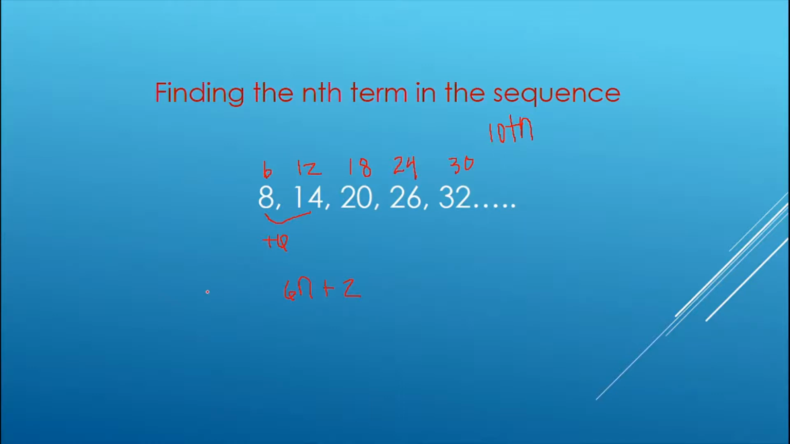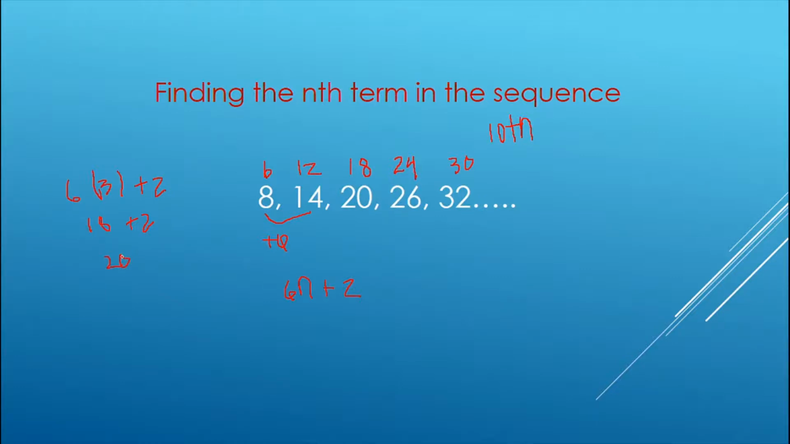Okay, now let us check if our formula is correct. This time, let us check the third term. For this one, the third term is 20. So the first, second, third term. Let us substitute the given and our answer should be 20. So 6 times 3 plus 2. 6 times 3, 6, 12, 18. 18 plus 2, then the answer is 20. So we got the correct answer.